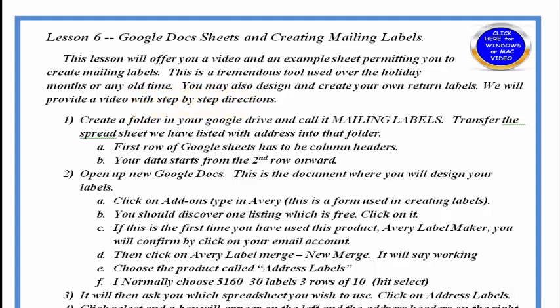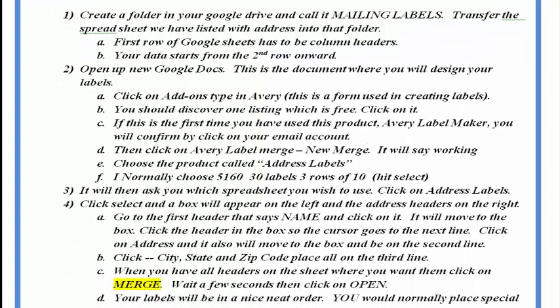Now, if you look carefully, we have just done that right here. In creating your folder, first, call it Mailing Labels, and then transfer the spreadsheet that we have listed on the website into that folder. Now, the first row of a Google Sheet has to be column headers, and then your data starts from row 2 onward. Open up new Google Docs, and this is the document where you will design your tools.